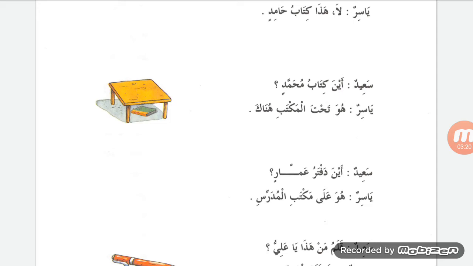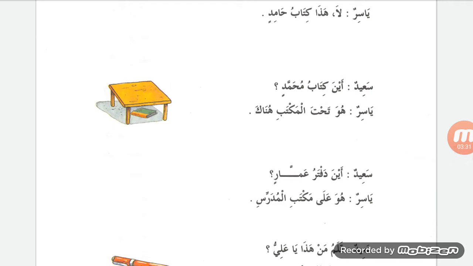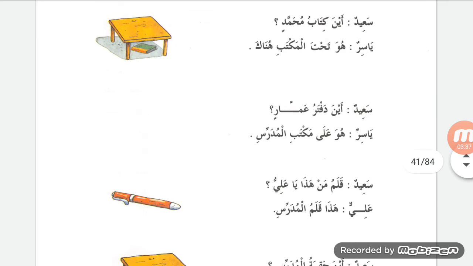La, hada kitabu Hamidin. No, this is the book of Hamid. Okay, Yasir says, La means no. Hada kitabu Hamidin. This is the book of Hamid. Sa'id says, Aina kitabu Muhammadin? Where is the book of Muhammad?